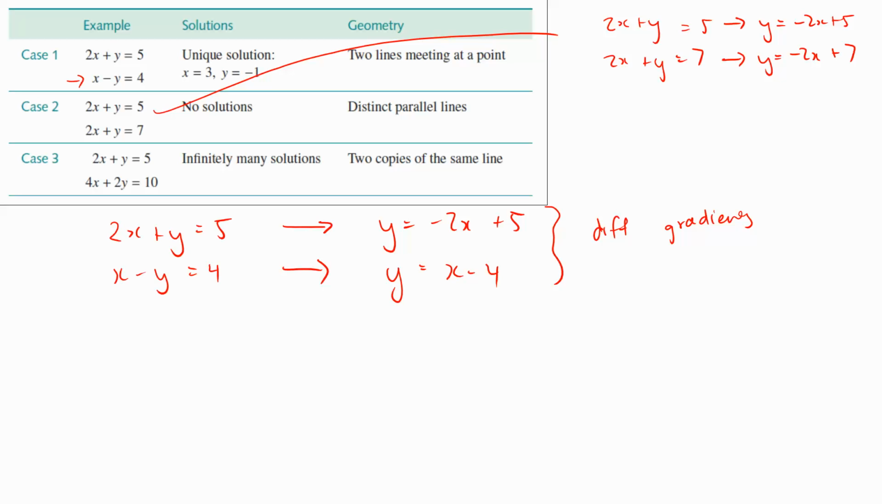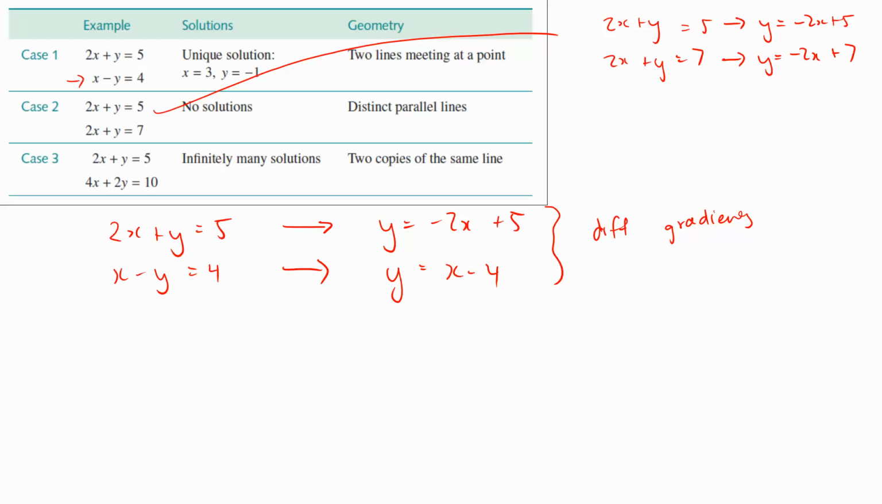You can't solve it when you have the same gradient. It'll end up being 0, and you can't. It doesn't make sense. It actually ends up being 7 equals 5. That doesn't make sense. Yeah, so you can't find that x and y. That's why they're parallel: same gradient, but different y-intercepts, 5 and 7. Infinitely many means that they're the same line. So same gradient, same y-intercept.